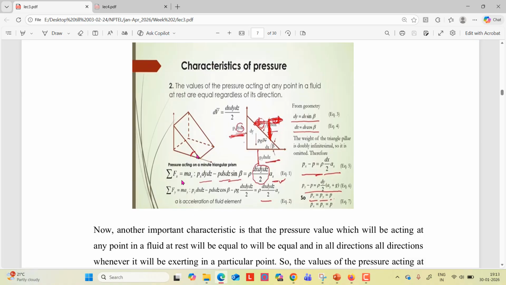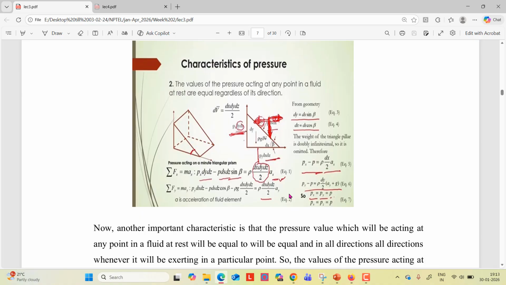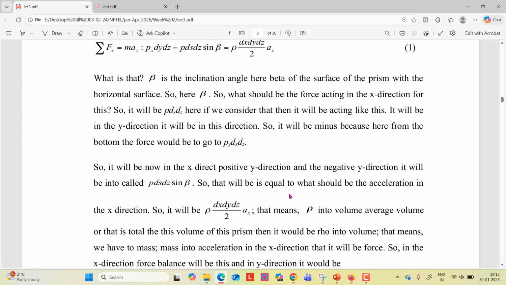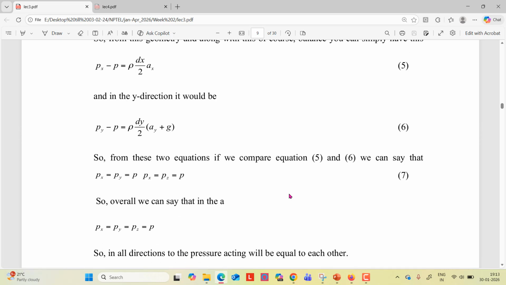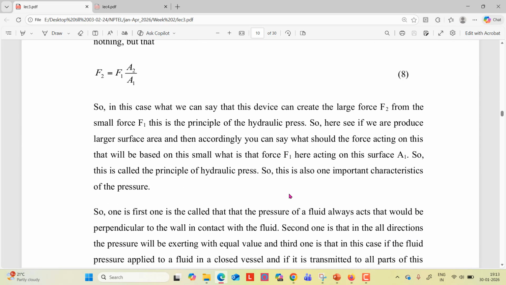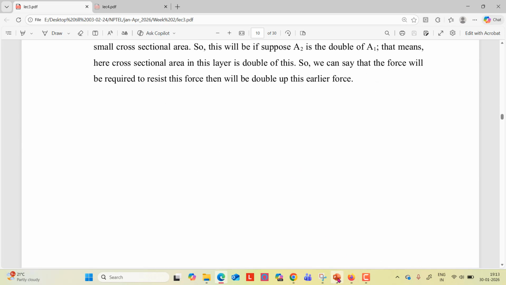This is the mathematical calculation of characteristic pressure, how this normal pressure is acting, and some calculations. You must have gone through that, so I'm not repeating. I'll be directly jumping into the equations and solving questions. So let's start that.